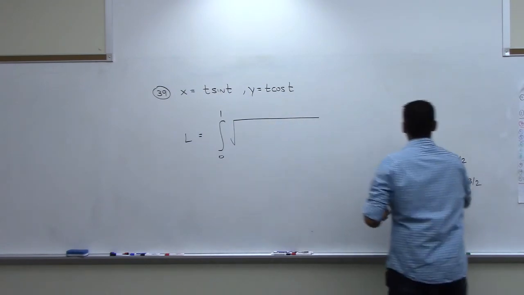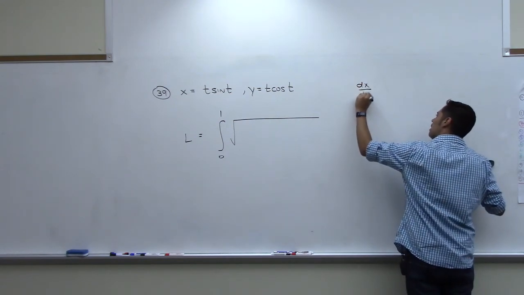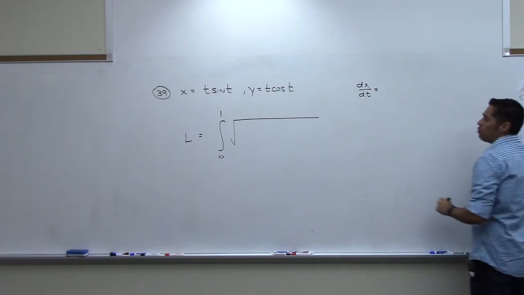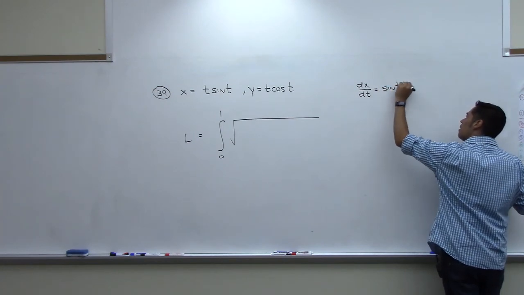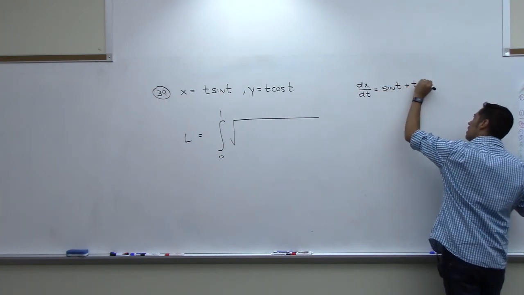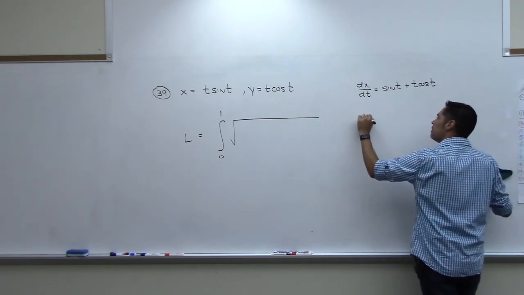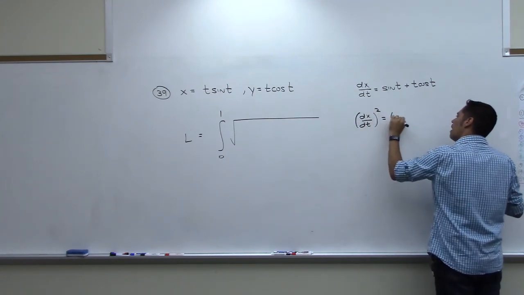All right, let's take a look at the derivative of x with respect to t, because then we're going to have to square it, right, to put it in there. That's a product rule, right? So sine t plus t cosine t. Now square it, means multiply it times itself.